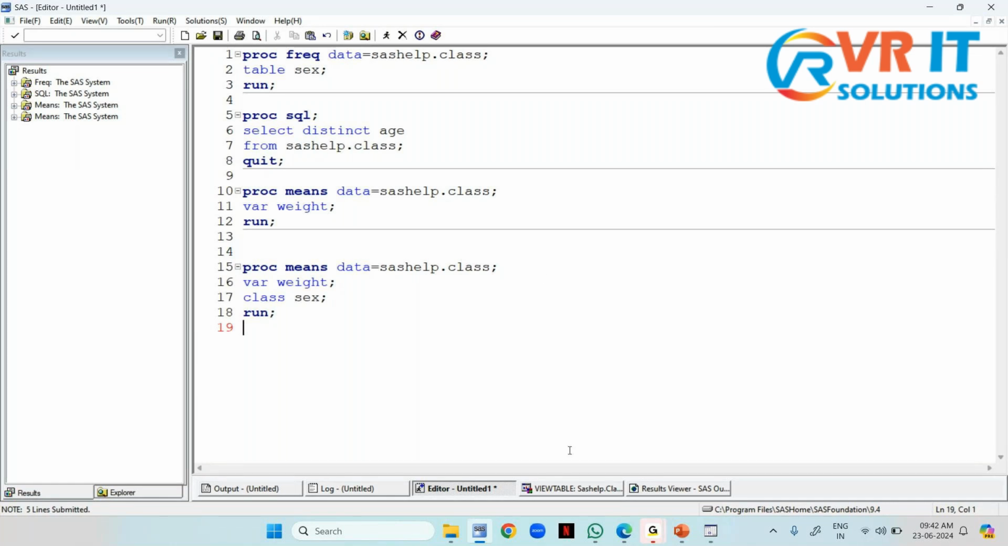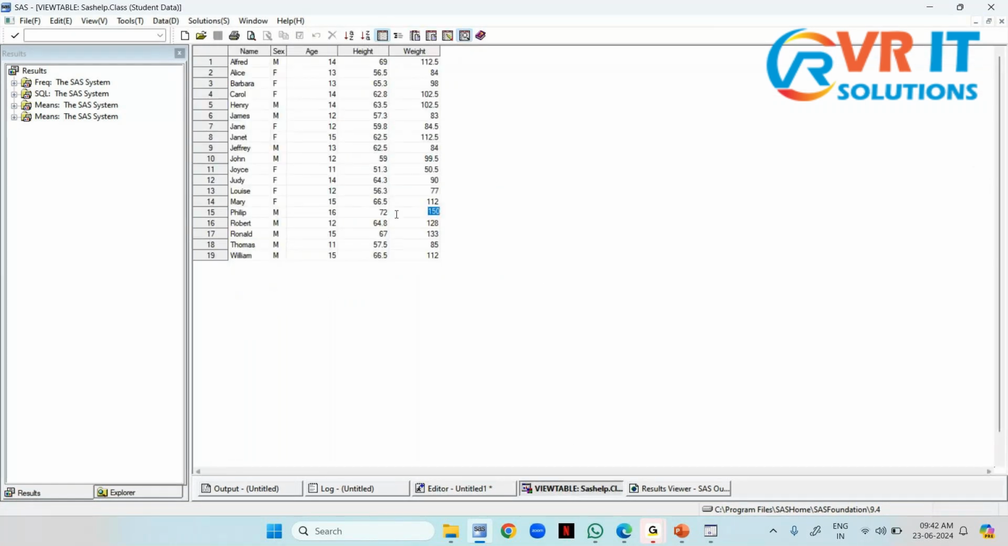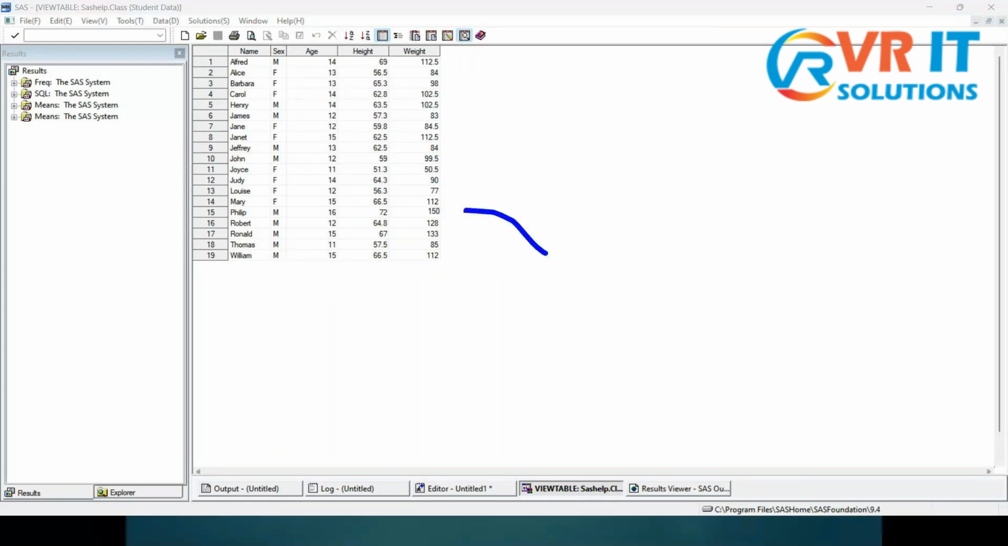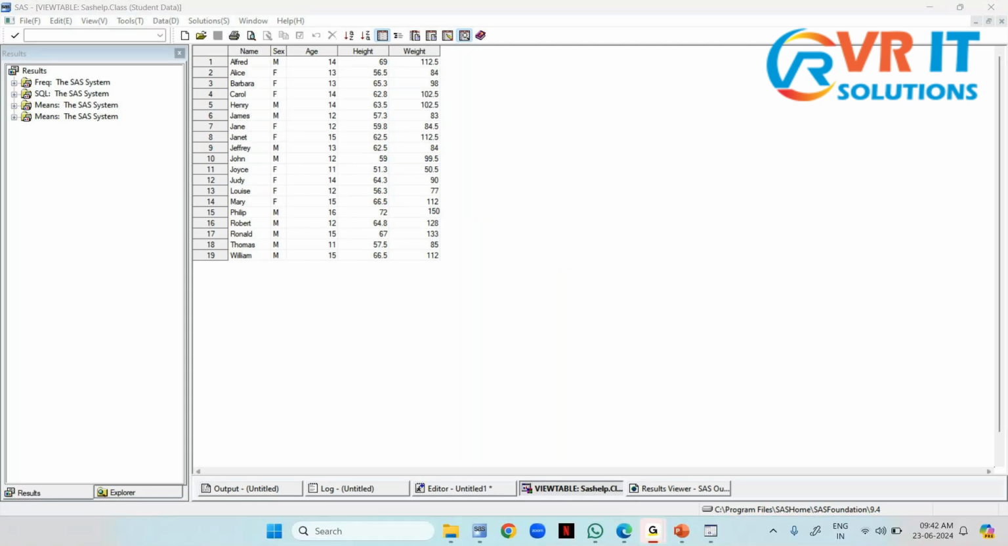So this is what SAS can do. In this way we will get the raw data from the clinical trials. This is a very small data set. I'll open a different data set.